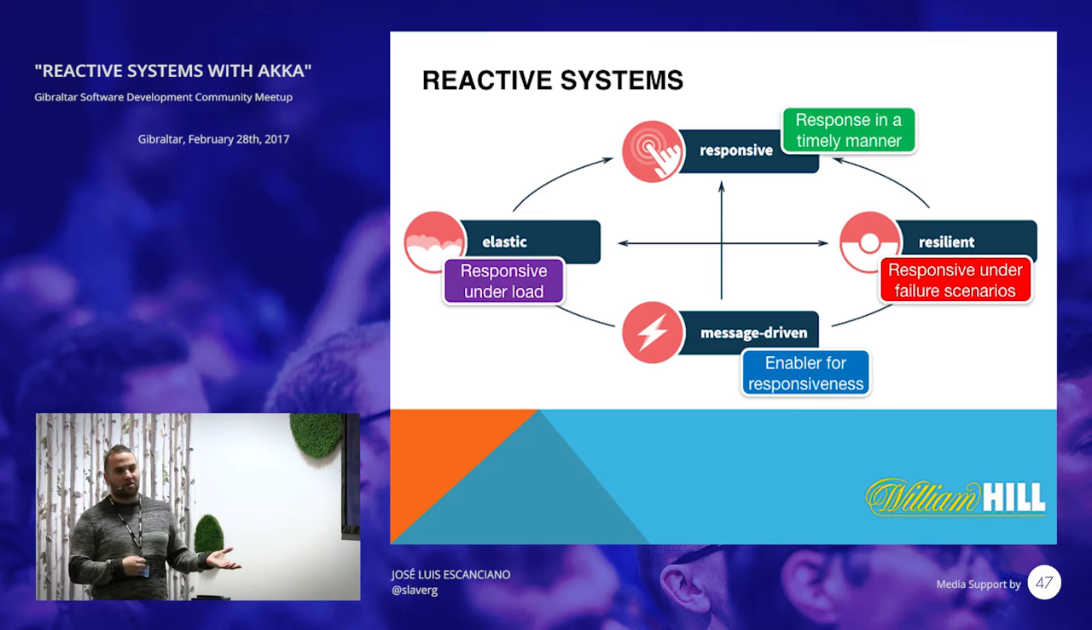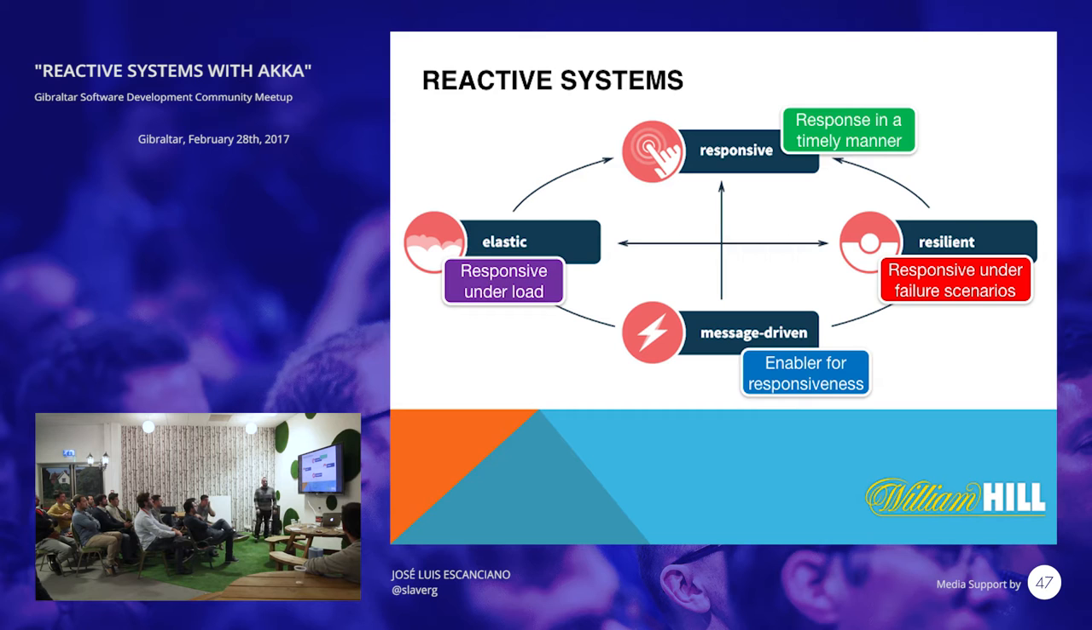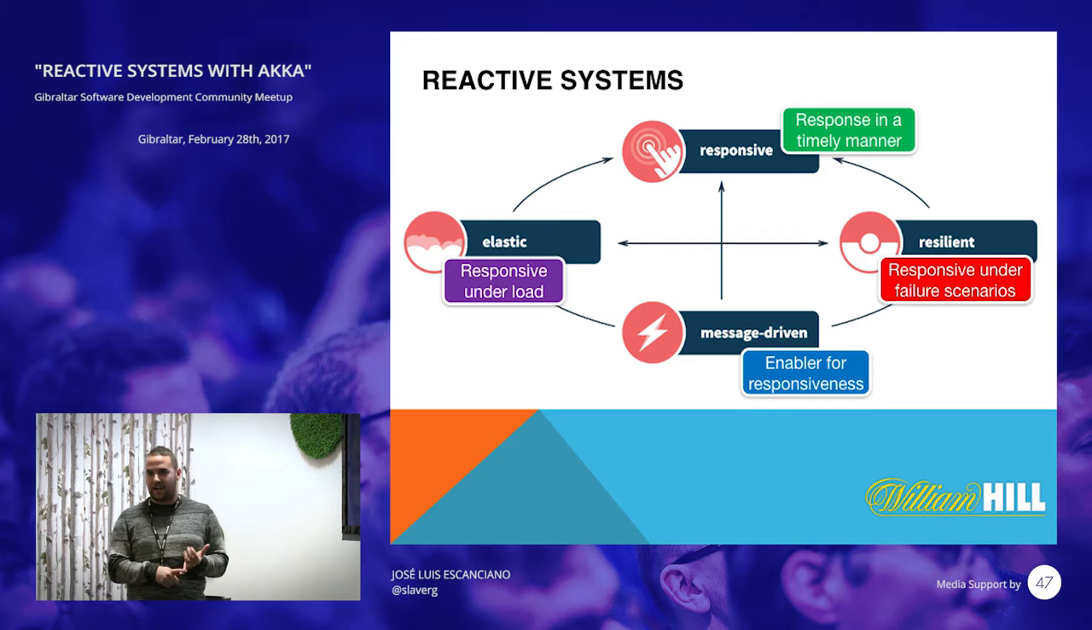I'm going to talk about what reactive systems are. Essentially, a reactive system is a distributed system that fulfills all of those properties that you see on the screen. The first one is being responsive. Being responsive means that the system has to give an answer in a timely manner, because if it fails to do so, it is the same as if it's not serving any answer.